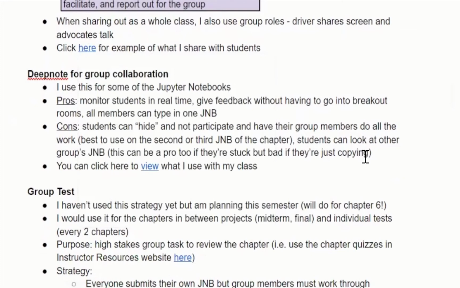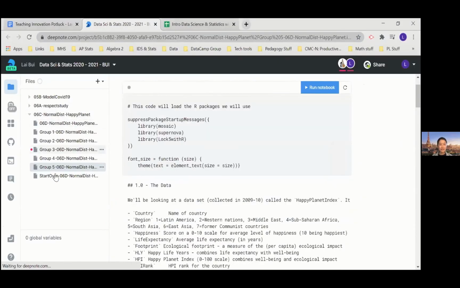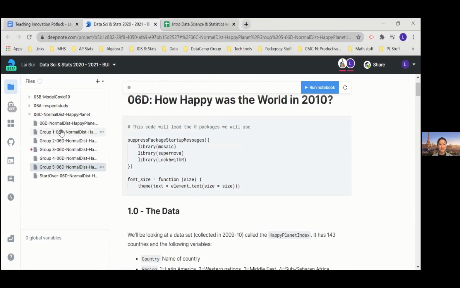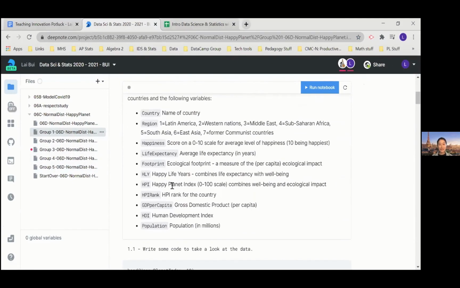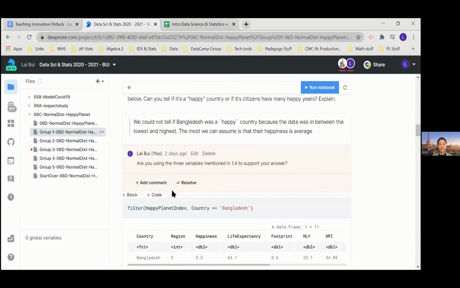So this is a way for students to collaborate. I don't think it's good to use every time just because there are some limitations. You can see the recent one we did was the Happy Planet Index for the normal distribution. I have it by group numbers and I give them comments. So I might ask them questions and they respond to it or use it to change the answers and things like that.